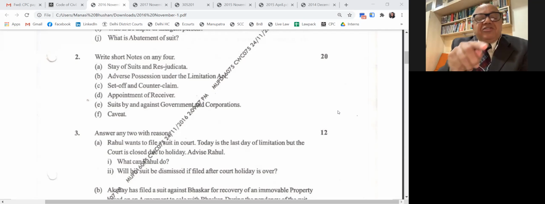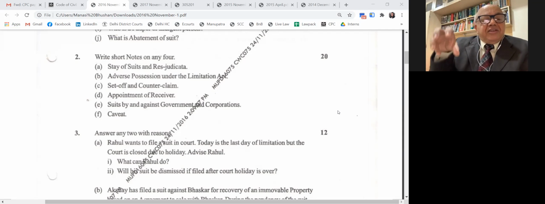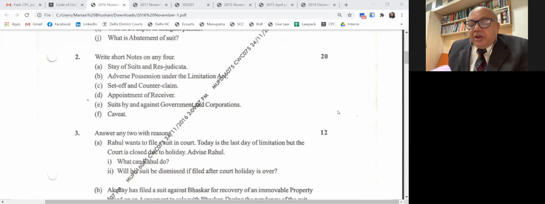Then Article 65 of the Limitation Act deals with adverse possession. Adverse possession means a person who has trespassed into the premises against the wishes of the real owner and stayed there for more than 12 years. He is entitled to claim adverse possession. Okay, that is the meaning of it.